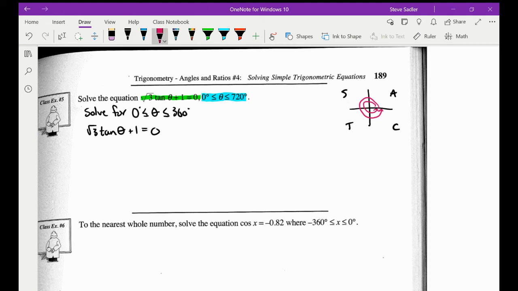So let's use some algebra here. We're going to subtract 1. So we have root 3 tan theta, I apologize, is equal to negative 1. And then we're going to divide by root 3. And that cancels out, and we are left with tan theta is equal to negative 1 over root 3. So in this case, we are looking at quadrants. A negative tan value is going to be quadrants 2 and 4. Quadrant 2 and 4.